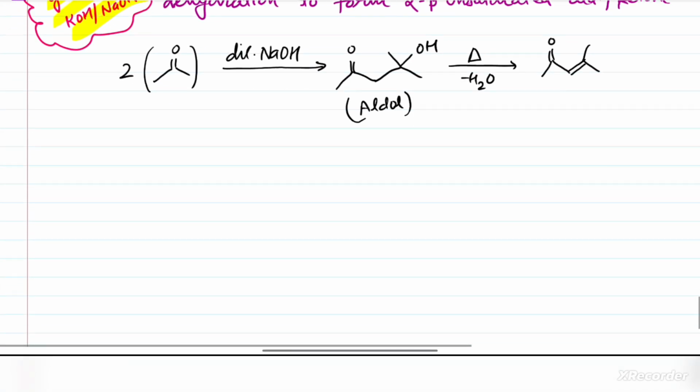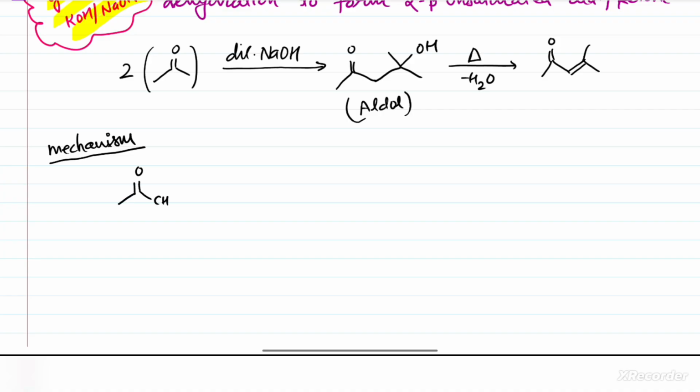So if I write the mechanism, take one aldehyde or ketone; if it is CH3, I can write it as CH2 and H. Since this reaction occurs in presence of a base, and this hydrogen is acidic, it goes along with the base. So this is H plus and OH minus, which gets released as H2O. So we get a carbanion. This CH3 becomes CH2 minus.